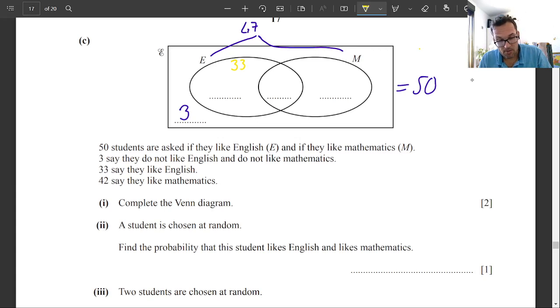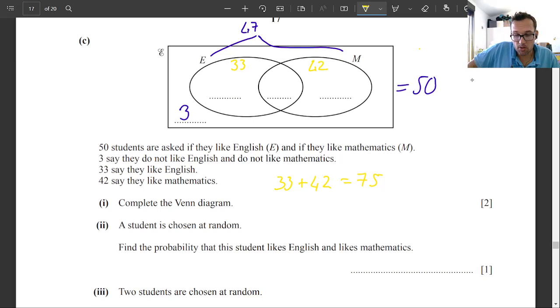42 say they like mathematics. The same thing. In this oval, it should add up to 42. But we don't know which ones of those like English as well and which just like maths. Okay, so what does this tell us? Well, there's 33 liking English. There's 42 liking maths. And that adds up to what? 75.